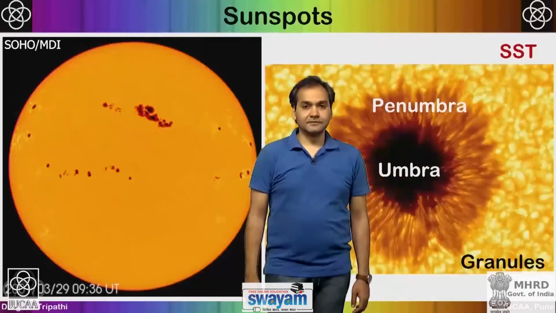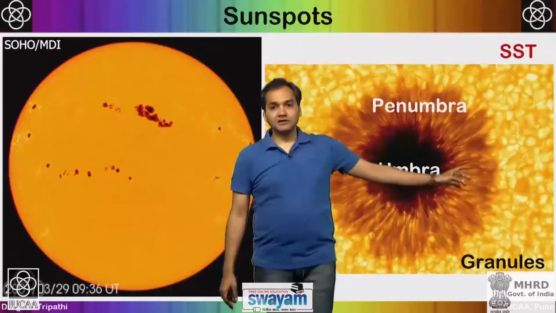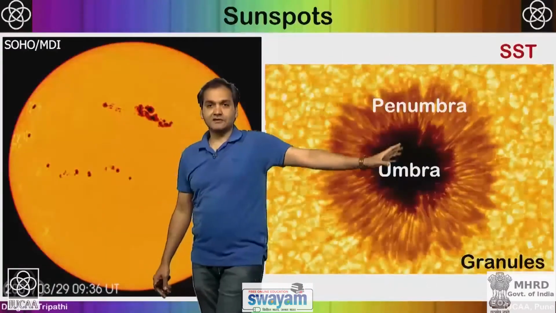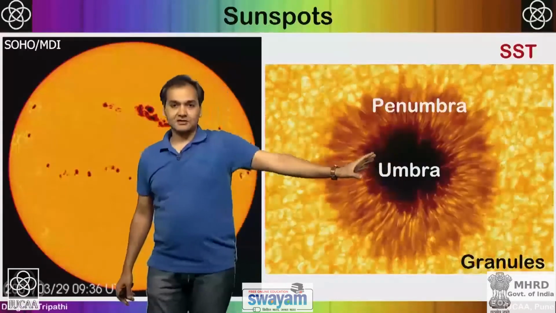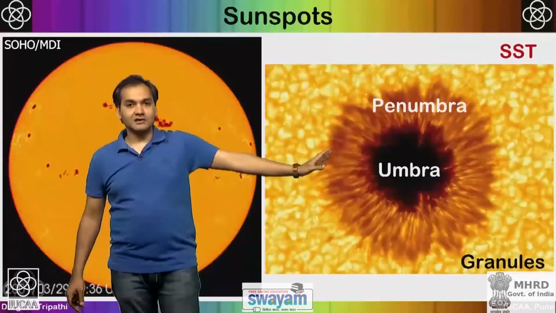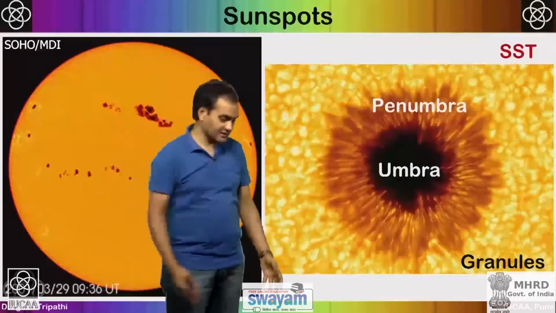And if you look at the detailed picture here, then you have the umbra, which is the darkest part, and then you have an uncombed-hair-like structure coming out of the umbra, which is called the penumbra, and then you have the general convective motions which are bringing the heat from below.